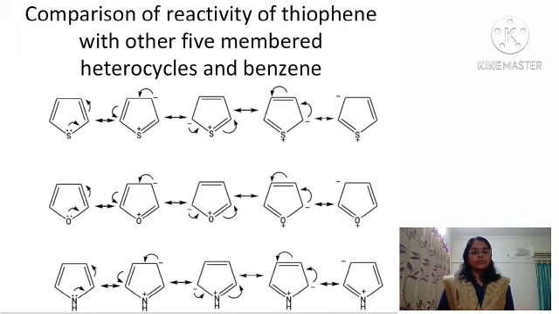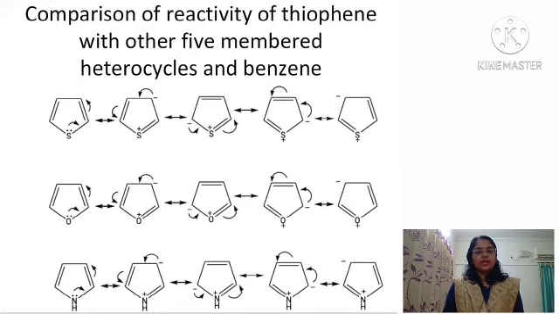But when we compare, the furan oxygen is more electronegative. So it will pull the electrons toward the oxygen itself. So electron release by the heteroatom becomes less, so the electron availability on the carbon atom also becomes less, and the stabilization of the transition state also becomes less. That is why furan is less reactive when compared to pyrrole.